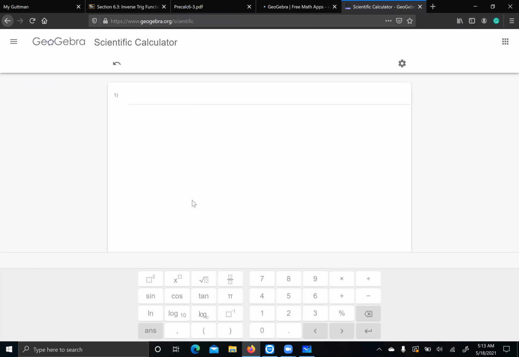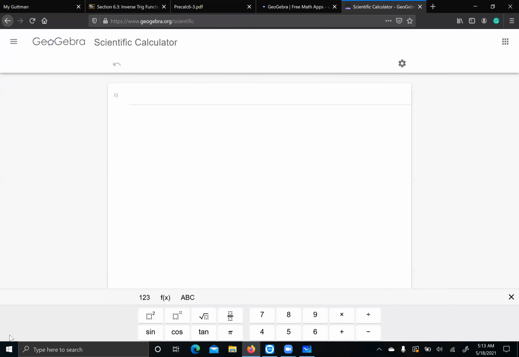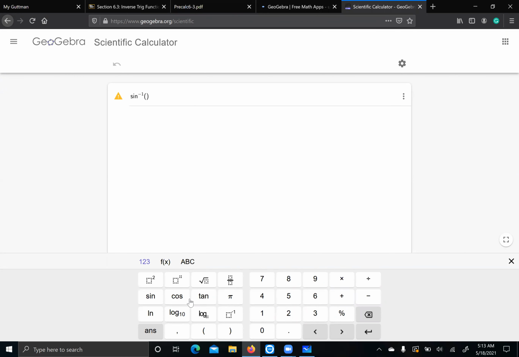The question is, what is the sine inverse of 0.97? Let me go to the keyboard, go to the function sine inverse of 0.97. Okay, just be careful. The answer that you get is an angle. Now, the measurement could be in degrees or in radians, and that depends on the setting of your calculator.